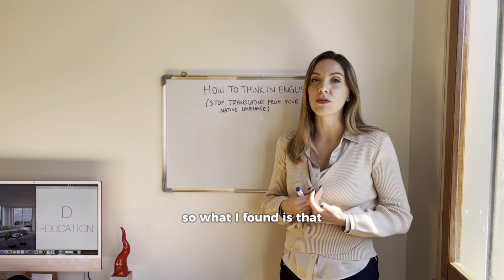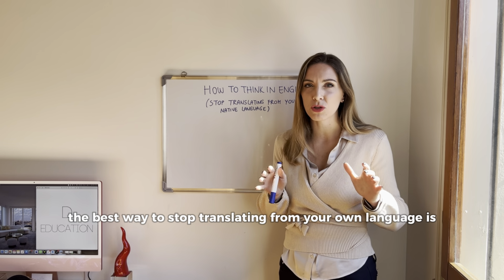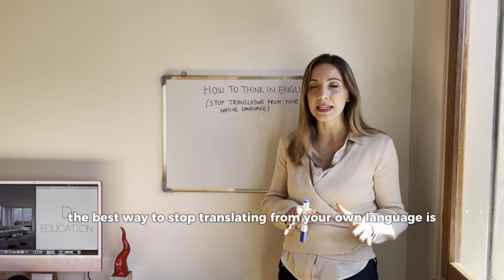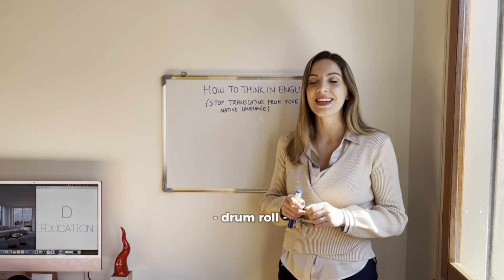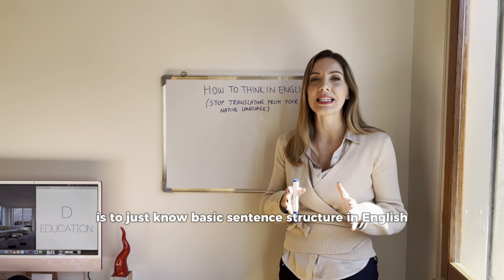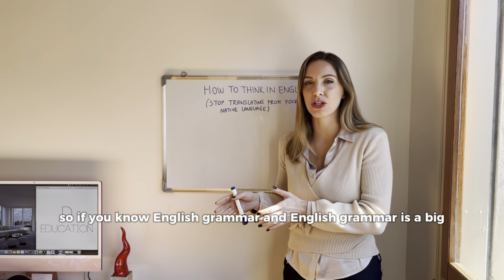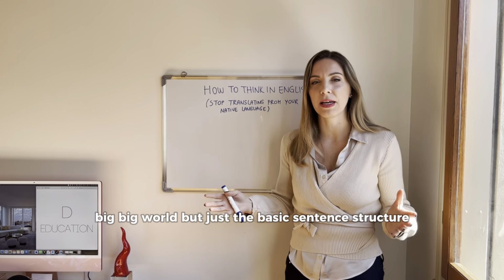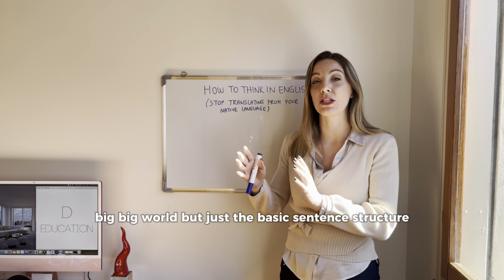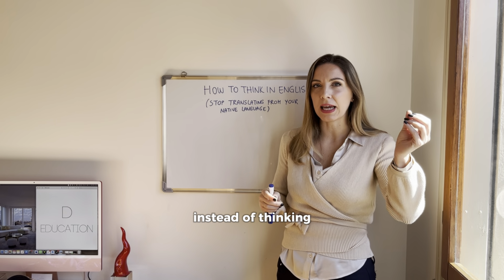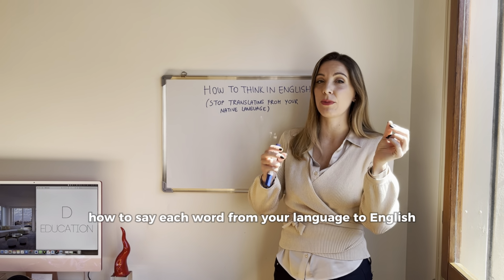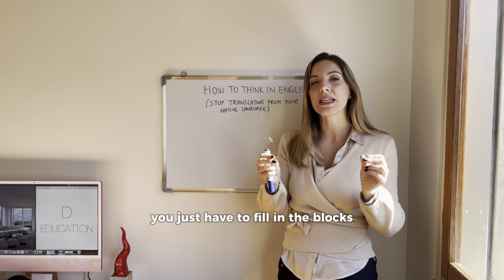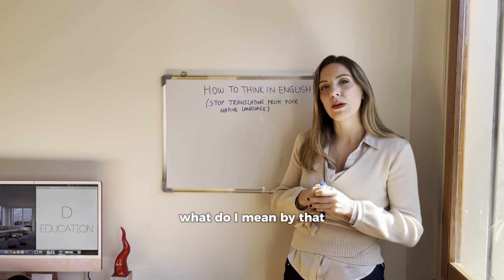So what I found is that the best way to stop translating from your own language is, drumroll, to just know basic sentence structure in English. So if you know English grammar, and English grammar is a big world, but just the basic sentence structure, instead of thinking how to say each word from your language to English, you just have to fill in the blocks. What do I mean by that?